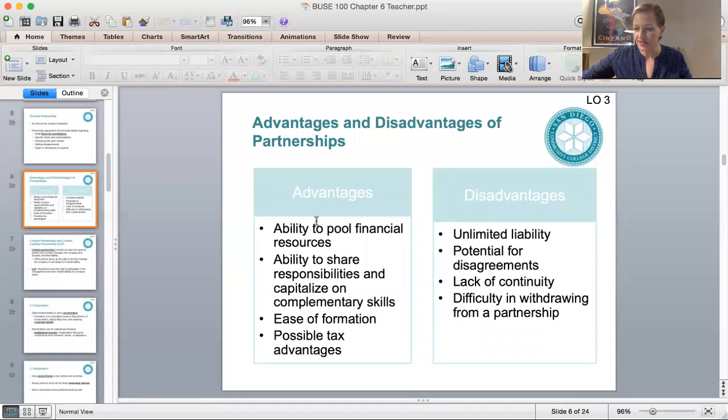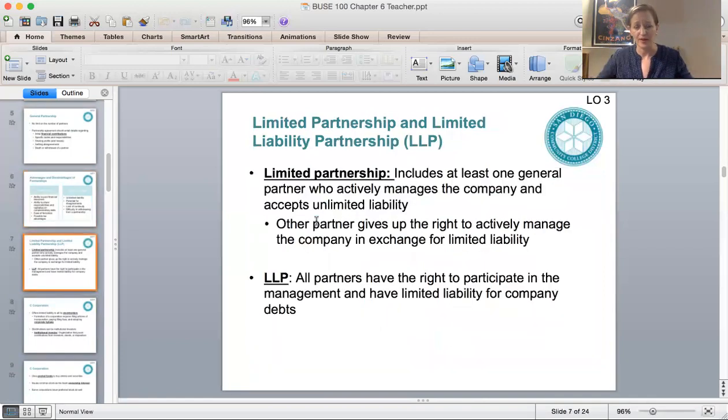So advantages and disadvantages of partnership include, you're working with another human being, so you have more people involved. You can pool resources. You can share responsibility. There are some tax advantages, and it's easy to form, but unlimited liability. You could disagree. There's lack of continuity. By that, I mean, if one person dies, the partnership dies. And it's hard to withdraw from a partnership. There are better forms of ownership. I'd say if you were going to go for the easiest form of ownership, it's sole proprietorship. The most risky form of ownership, partnership.